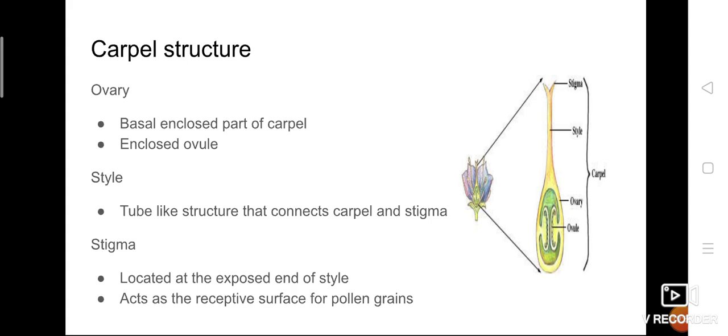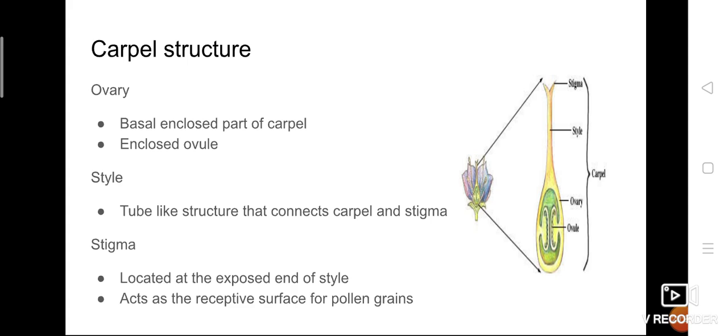Okay, so the ovary is present at the basal portion, the bottom portion. The next one is the style. The style is a tube-like structure which connects the ovary and the stigma. What do you mean by stigma? When we look at a flower, we are able to see only this part, isn't it? But the ovary part we cannot see distinctly from outside. So the stigma is located at the exposed end of the style.